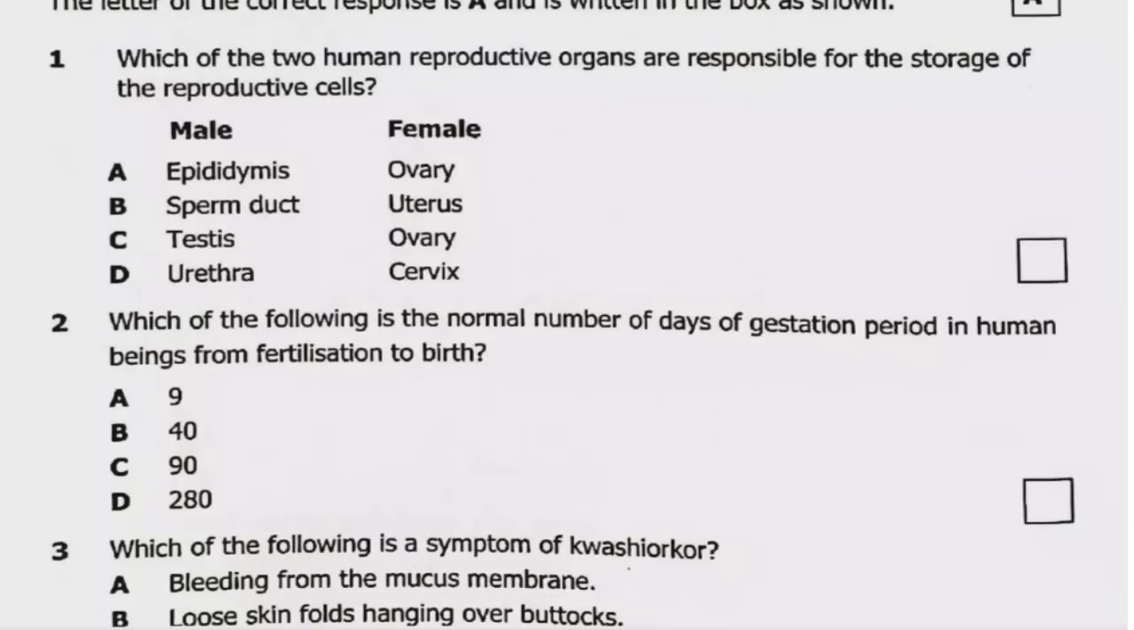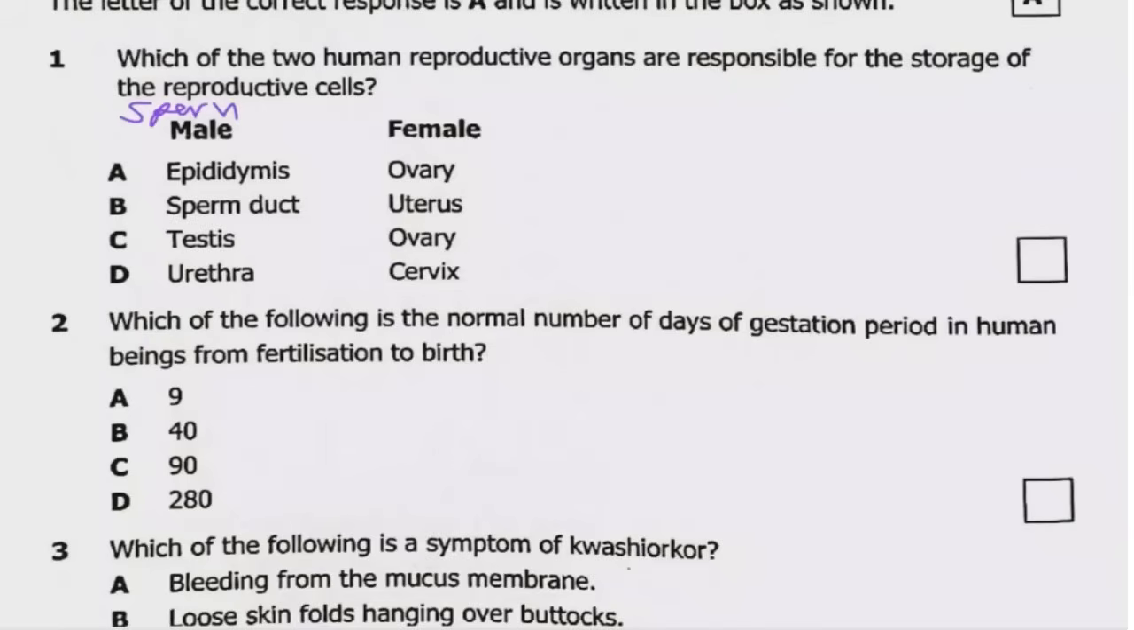Which of the two human reproductive organs are responsible for the storage of the reproductive cells? Okay, so we have got A, male and female. So what are reproductive cells in male? So reproductive cells in male is sperms.